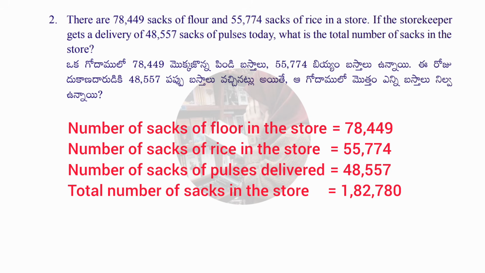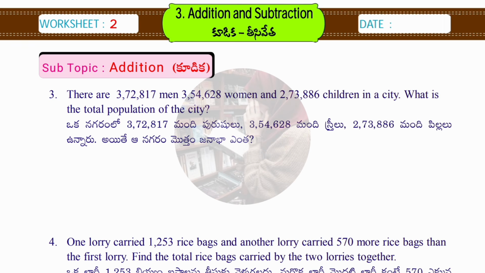Now we'll move to the next question, which is: there are 3,72,817 men and 3,54,628 women and 2,73,886 children in a city. What is the total population of the city? Okay, there's a city in which men are there and women are there, and at the same time children are also there.